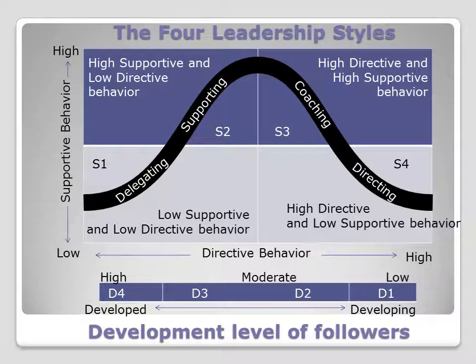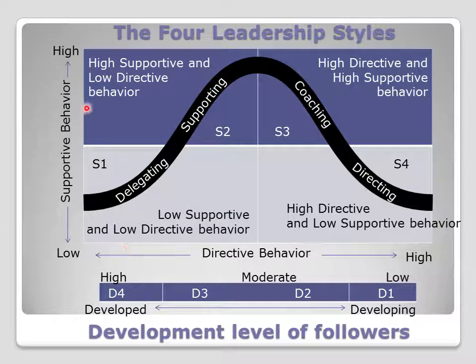So here's what I want to start with. First, I want you to see that there are 4 main leadership styles, and those are the ones indicated in this wave. One style, which is in the S4 quadrant, is the directing style. Another is a coaching style. The third style listed here is a supporting style of leadership. And the last is what would be considered a delegating style of leadership.